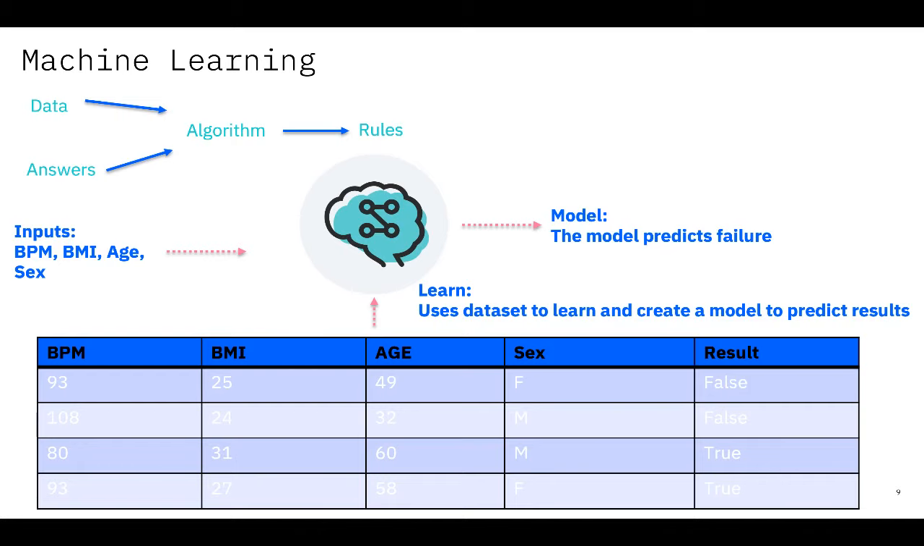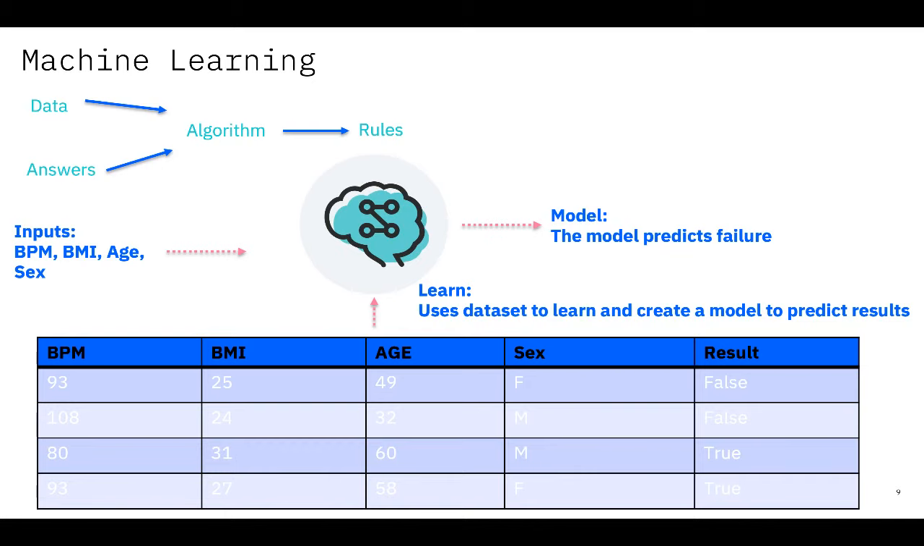So with this example, we would be creating a model that looks at some entries, such as the first entry. We have BPM 93, BMI 25. We'll look at the result, and it would continuously look at a lot of this data so it can develop a rule set. And then we can later use that model with that rule set to predict future answers.